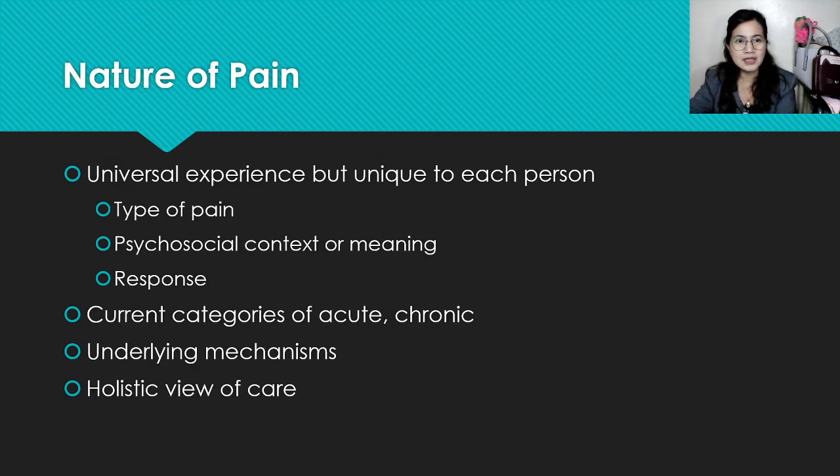Let's describe the nature of pain. Pain is a universal experience, but it differs from one person to another. It also differs as to the type of pain, the psychosocial context or its meaning, and the client's response. Current categories could either be acute or chronic, and then its underlying mechanism and the holistic view of care for pain.